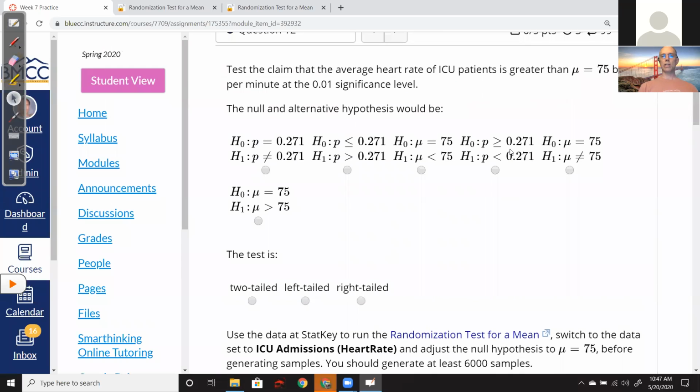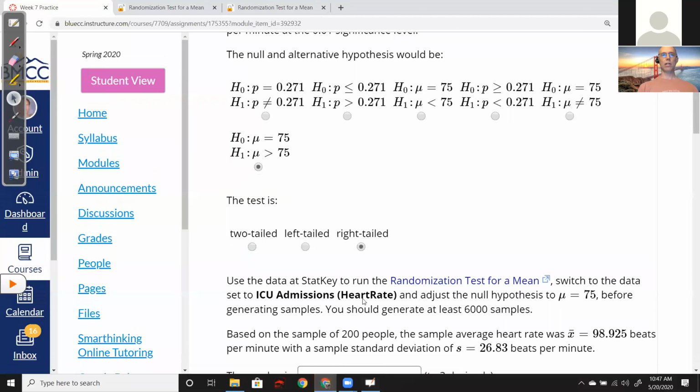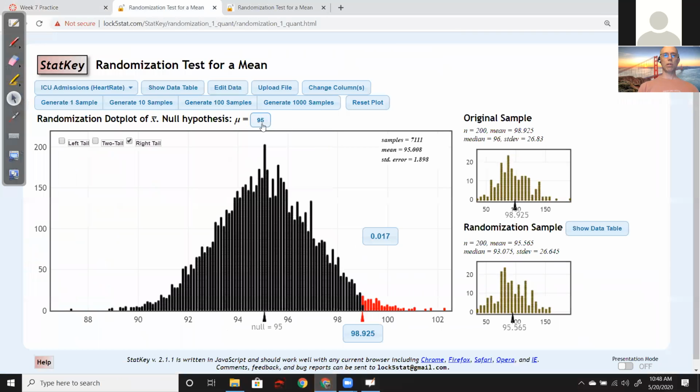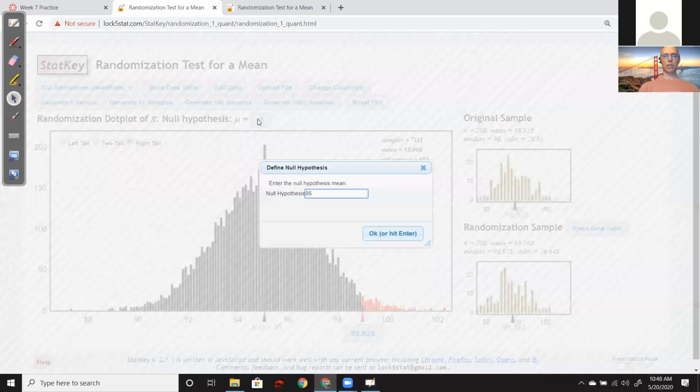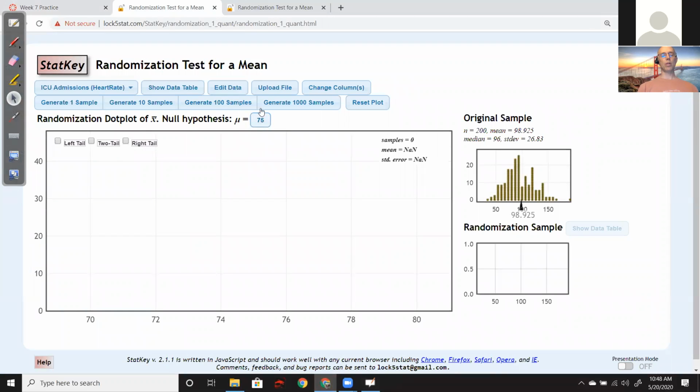So as far as selecting the right one here, I want the alternative with the greater than, and it's got to be a mu, not a p. It's got to be that one. That greater than on the alternative means it is a right tail test. And then I already have the data over here. I just need to pick a different null hypothesis. And I was given 75. So double check you have the right number here for the null hypothesis before you generate. So I have the right data, right null, generate.